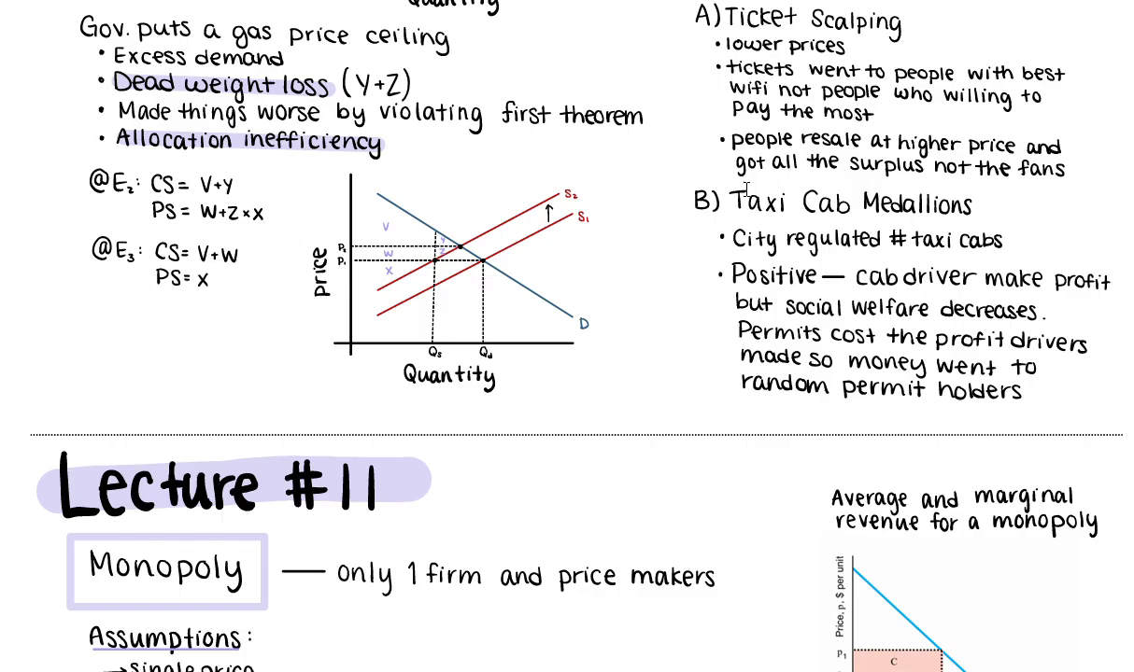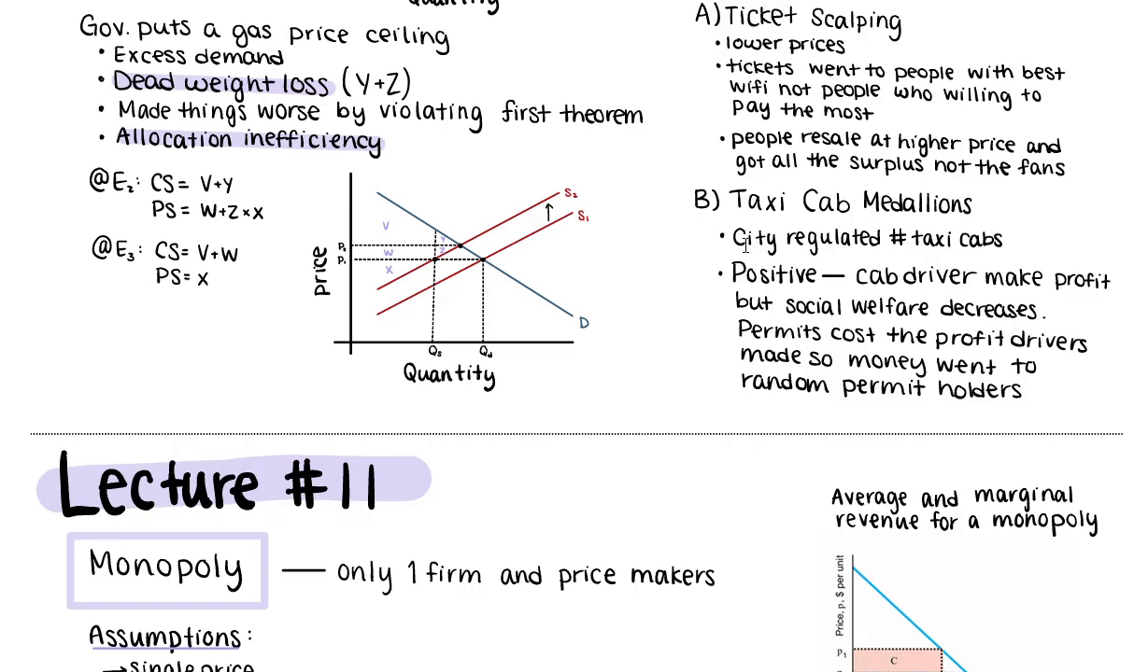And the taxi cab medallion. The city regulated taxi cabs, and it's a sort of government intervention. So that's a way that government can put some interventions on our market. The positive impact is that cab drivers make a profit, but social welfare decreases. Because of permit costs, the profit the drivers made went to random permit holders.